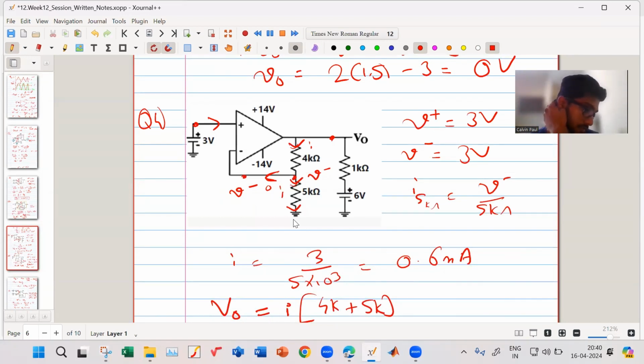I mean, I am not calculating on paper, so I'm calculating it roughly.